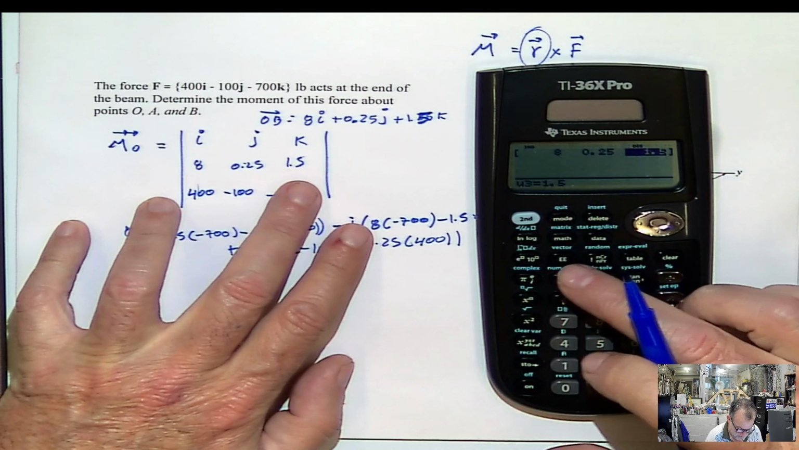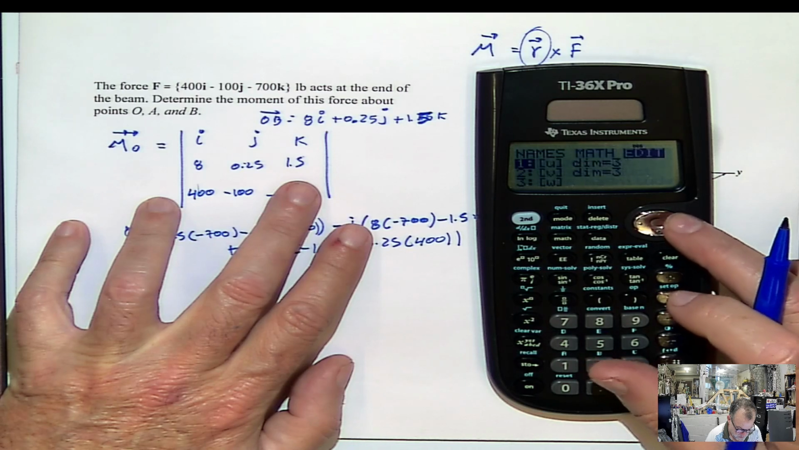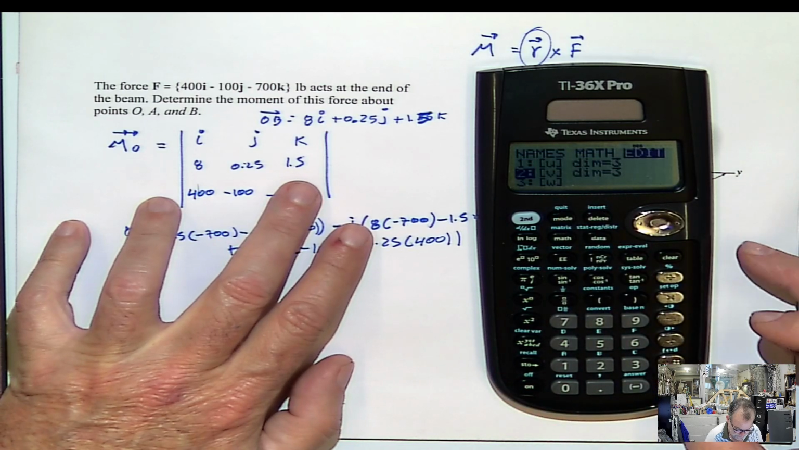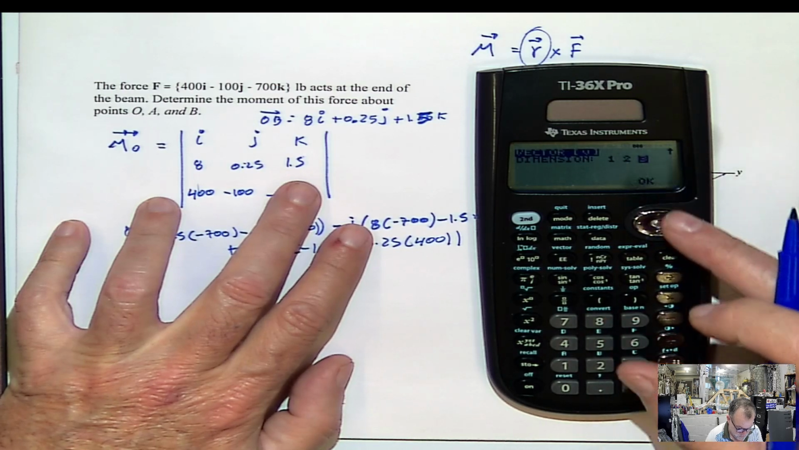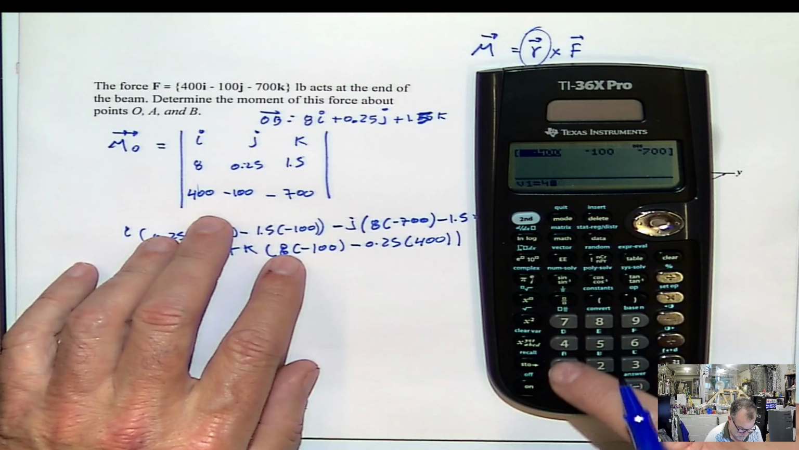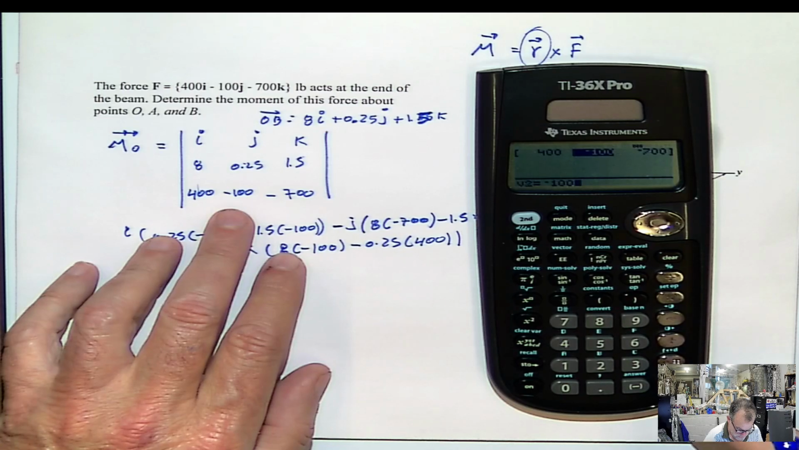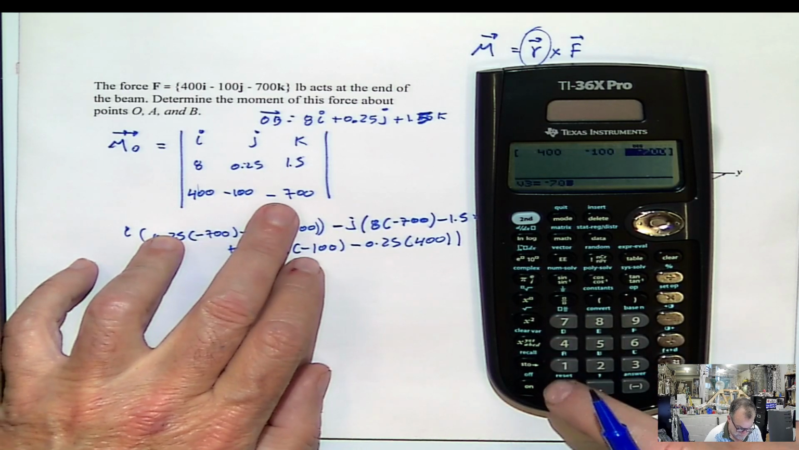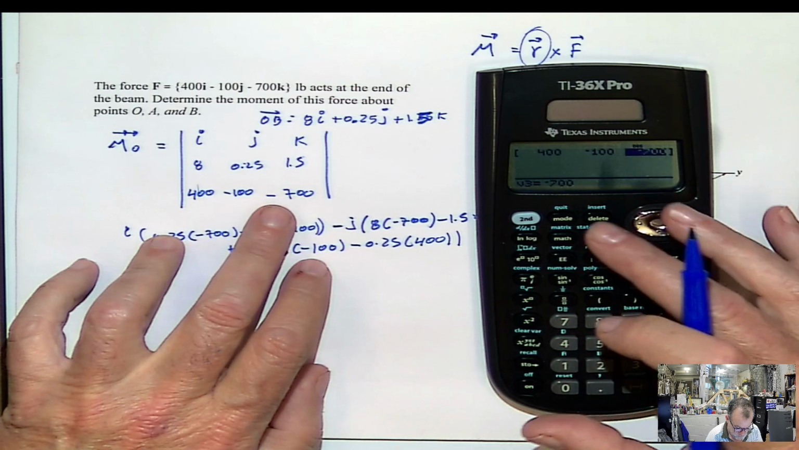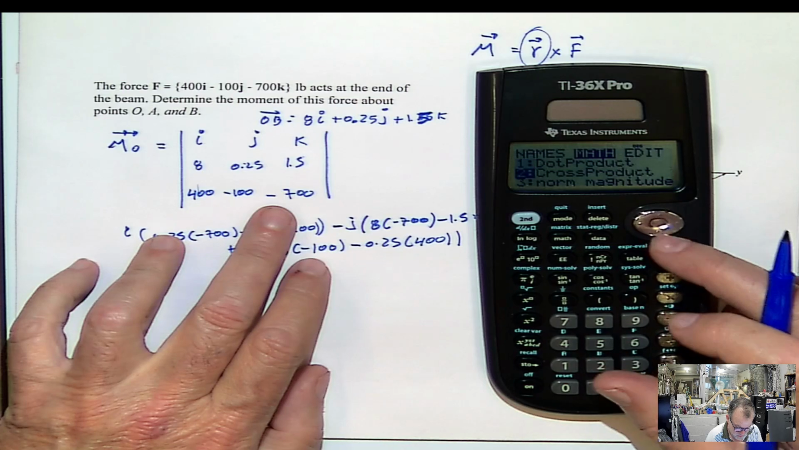You go back to vector again. Now you are going to edit another vector called V, dimension number 3, and then the values are going to be 400, negative 100, negative 700. So once you have the two vectors, you go back to vector again, and now you go to math and select cross product.